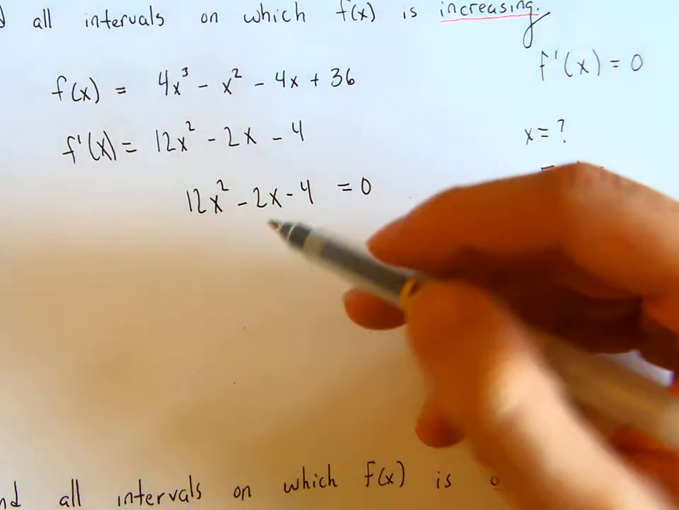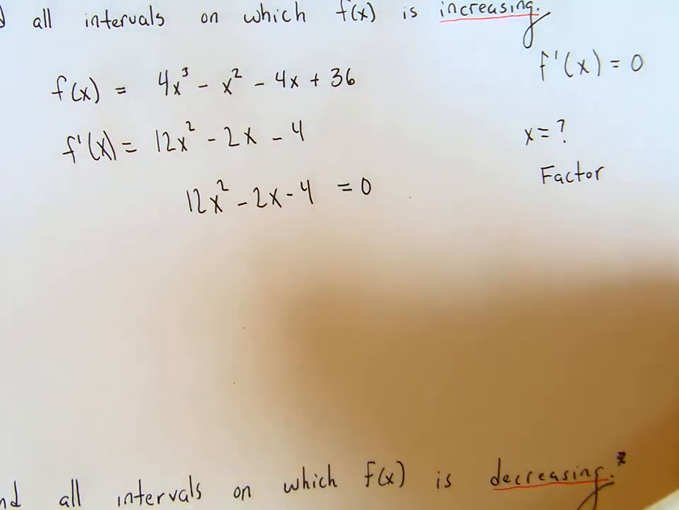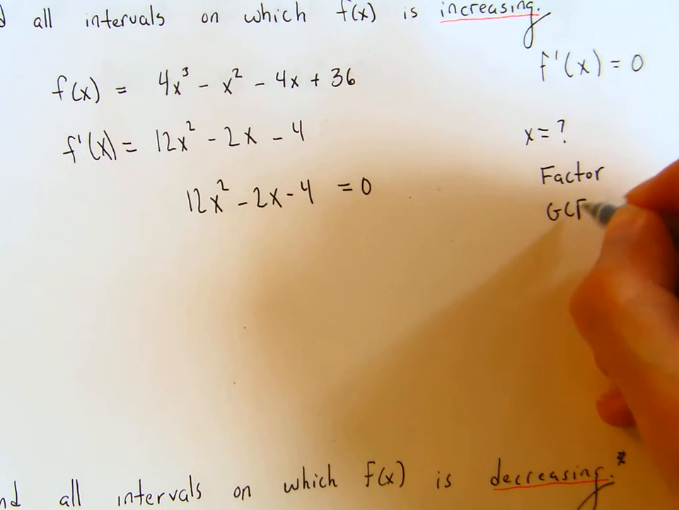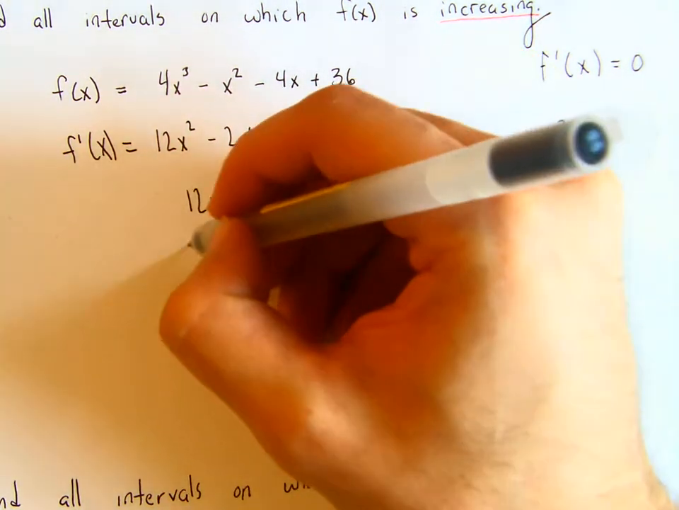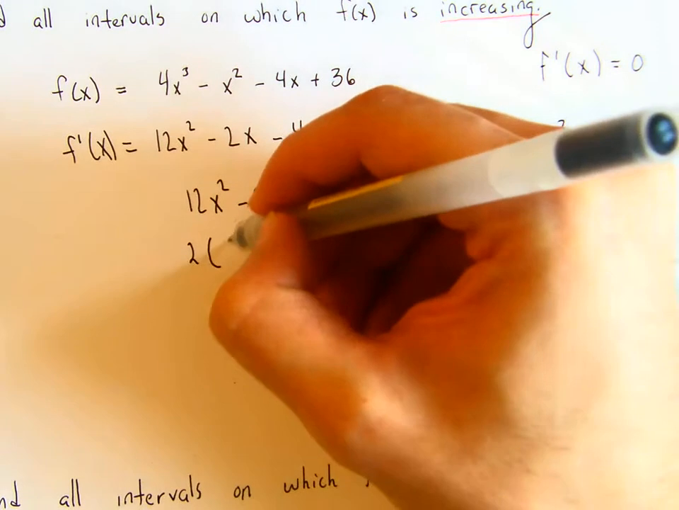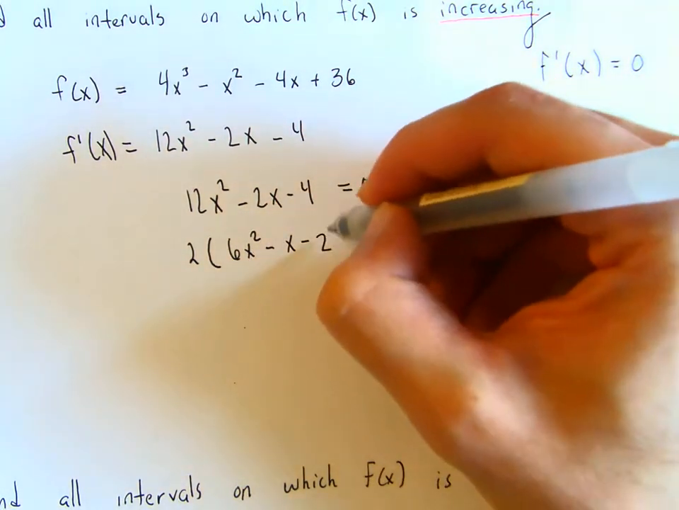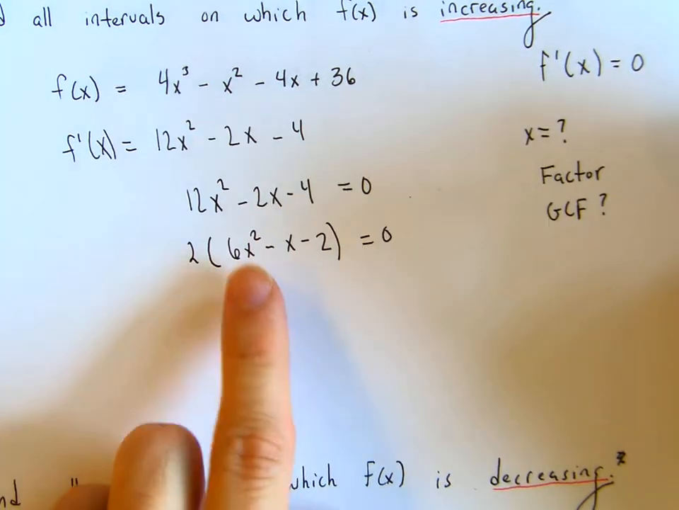What I'd like you to do is try and factor this all the way without my help, right? So what's the first move in factoring? Is there a GCF? Yeah, there is. It's 2. So notice it's 2 times 6x squared minus x minus 2, equals 0. Now the idea is, can you factor this?